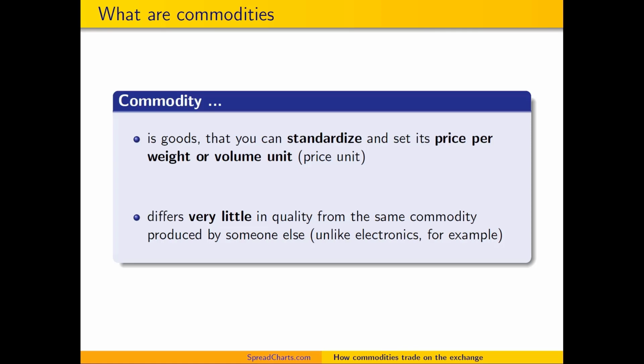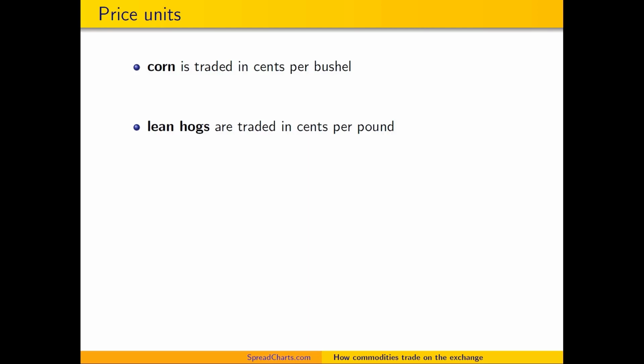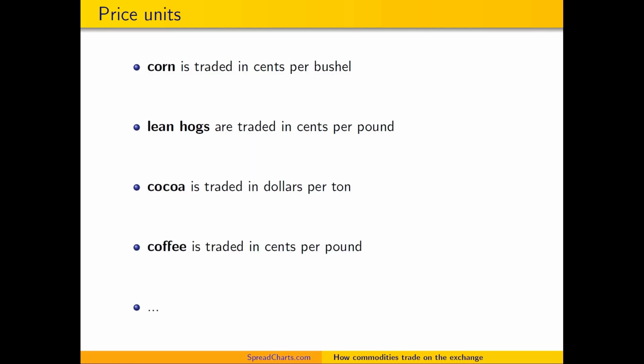And now, let's show some examples of commodity price units. Corn is traded in US cents per bushel. Hogs trade in US cents per pound. Cocoa is traded in US dollars per ton. Coffee is traded in US cents for a pound, etc. For example, you see a chart showing that corn price is 400 cents. It means one bushel of corn costs 400 US cents, basically $4.